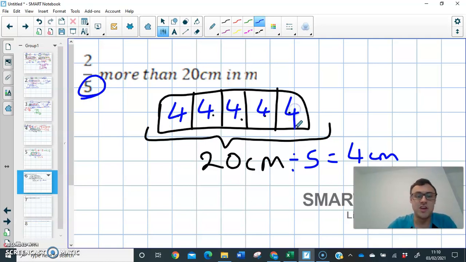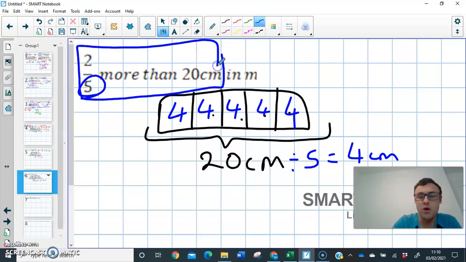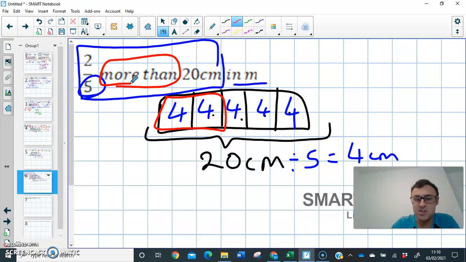Okay, now the question says what's 2/5 more than 20 centimetres? Remember, I'm just doing this part first. Don't worry about the converting until after. So I need to work out what 2 of those fifths are, which is 8. So I'm going to add on, because it's more than, my 2/5, which is 8, to our starting number of 20. So I get 28 centimetres.